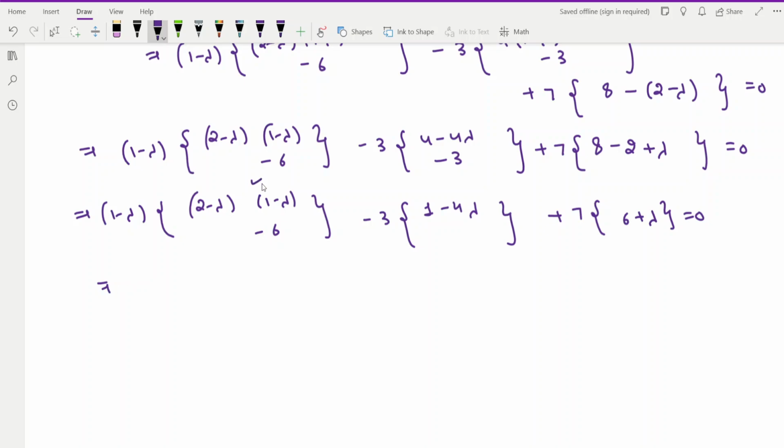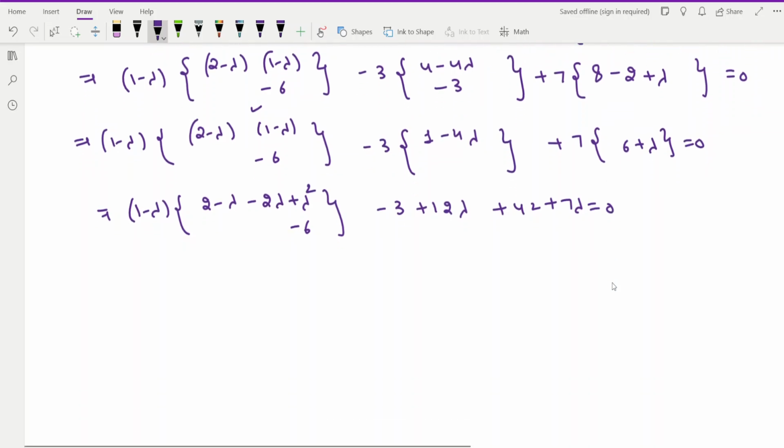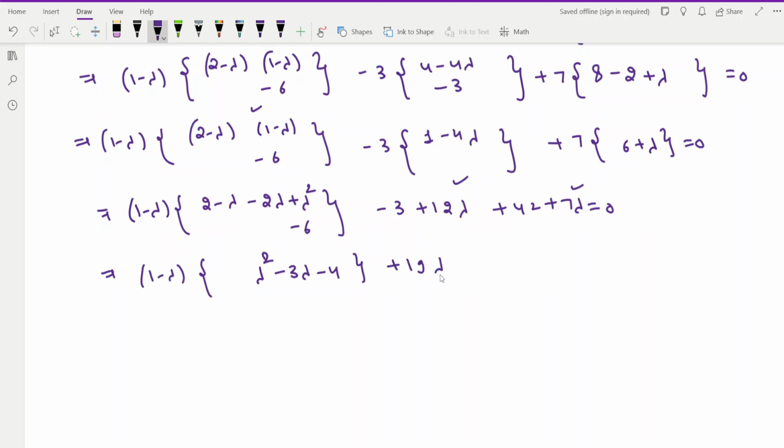Now we will simplify this particular term. So it will give us (1 minus lambda) times [2 minus 2 lambda plus lambda square minus 6], and minus 3 plus 12 lambda, and plus 42 plus 7 lambda, equal to 0. Now again simplifying this one, we will get (1 minus lambda) times [lambda square minus 3 lambda minus 4], and 12 lambda plus 7 lambda gives plus 19 lambda, and minus 3 plus 42 will give us 39, equal to 0.